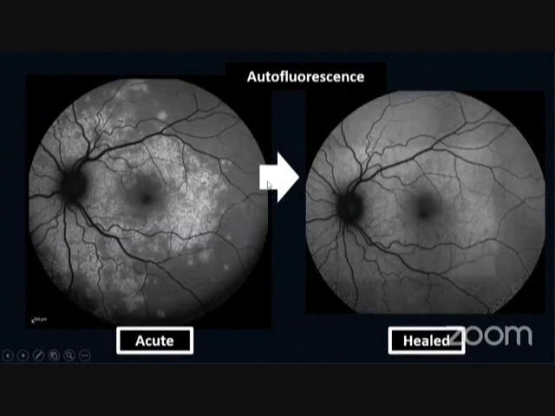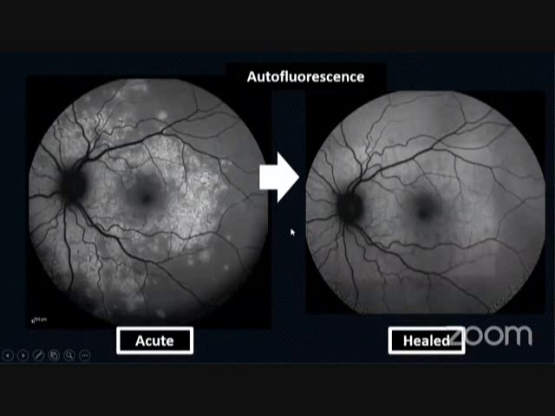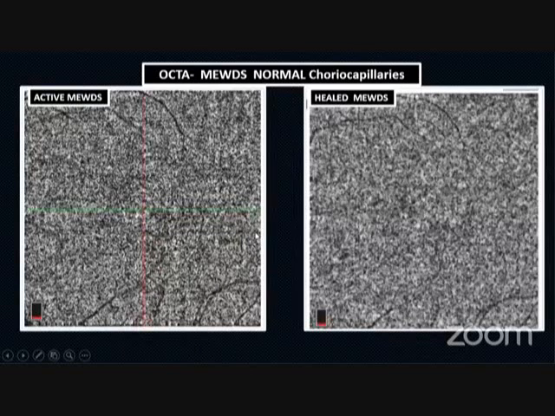And this is the autofluorescence appearance of this patient, and we can see that all the lesions that we had seen earlier have completely disappeared. And right from the start, the choriocapillaris by OCT angiography didn't show any kind of involvement.